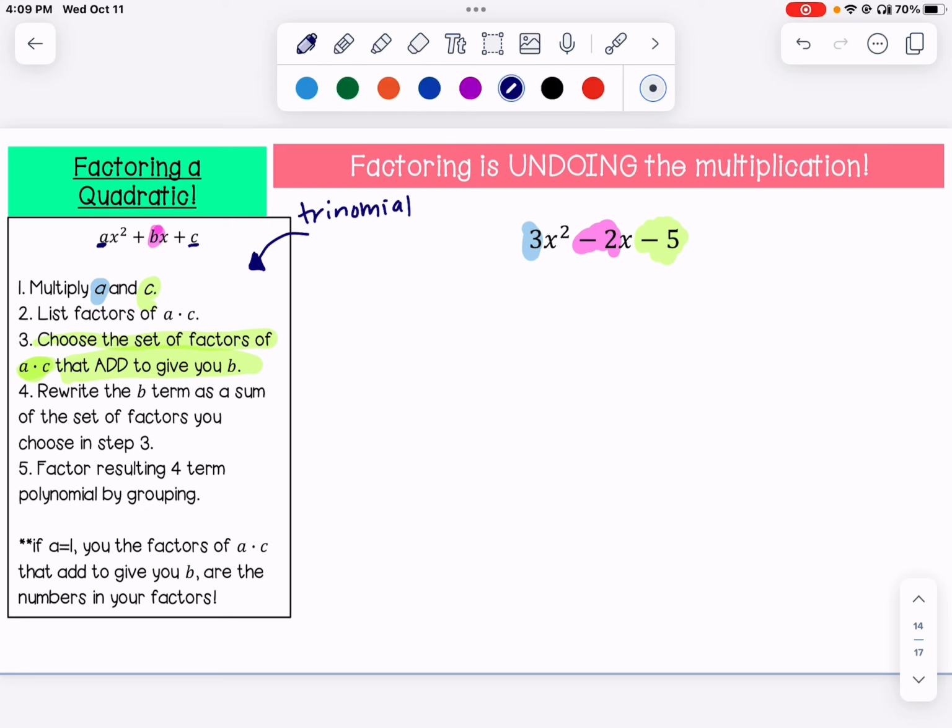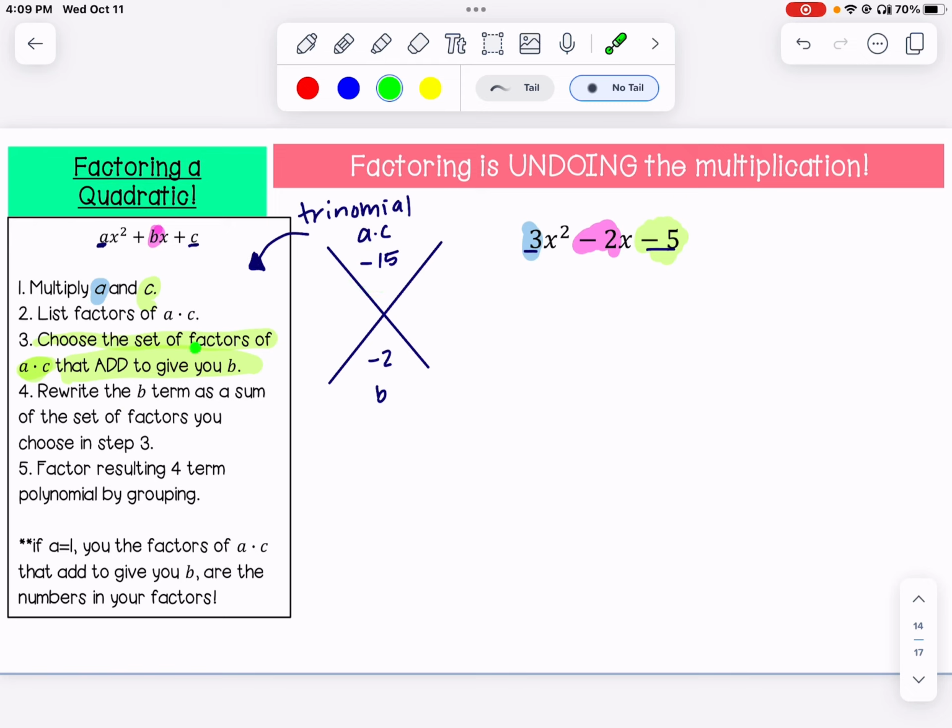Now, some of you guys have been using the X formation to organize this work for you. So I'm going to do that just to help you organize it. So if you've been using this, in the top part of your X, you do your a times c, because that's always the very first thing we do. So here, this is going to be 3 times -5, which gives me -15. Down here at the bottom, we're going to put our b term, which is -2. So before I can start factoring, I have to identify those two things. What is my a times c, and what is my b term?